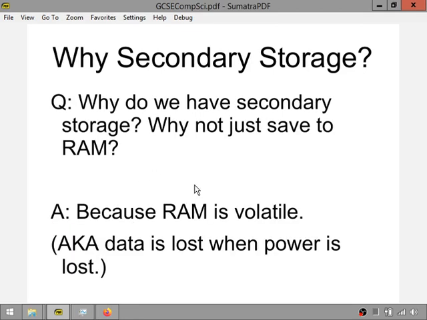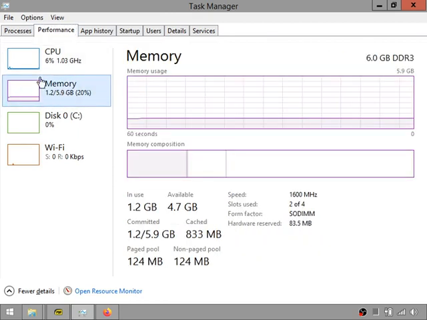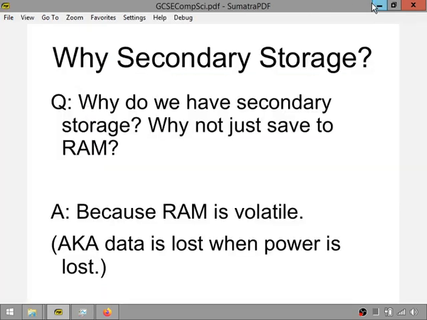Okay, why do we need secondary storage then? Well, this RAM here is really fast. Why do we need secondary storage? I mean, 6 gigabytes. I could save a small operating system on there and I could put all my files on it, couldn't I? Why can't I just save all of my work inside the RAM and then everything is really quick?